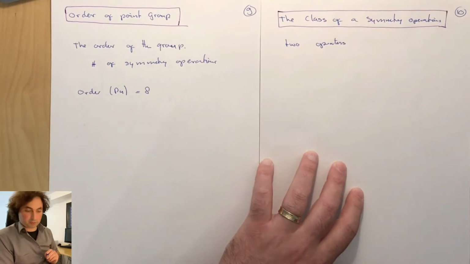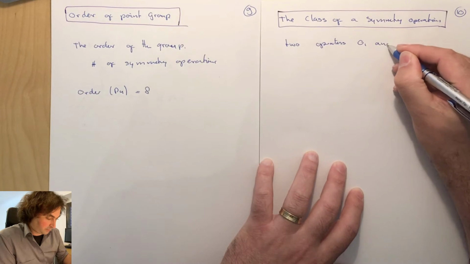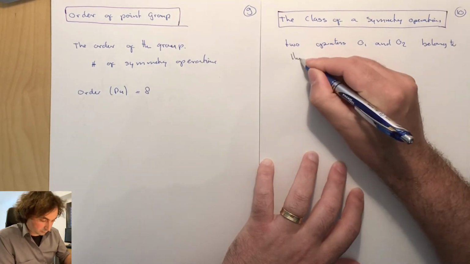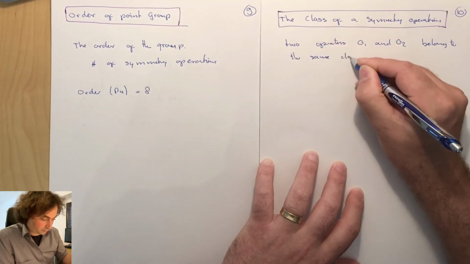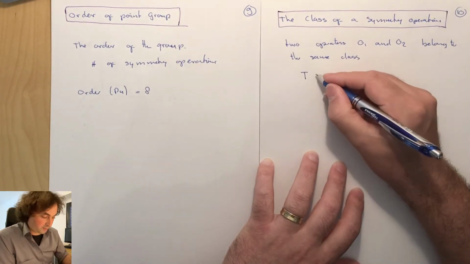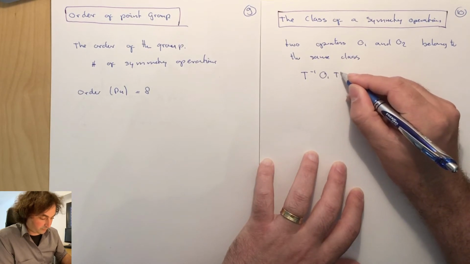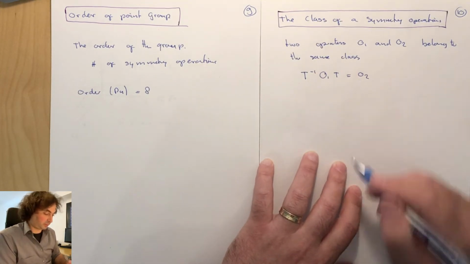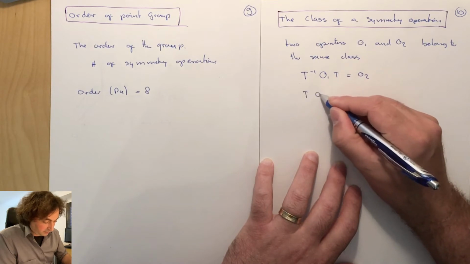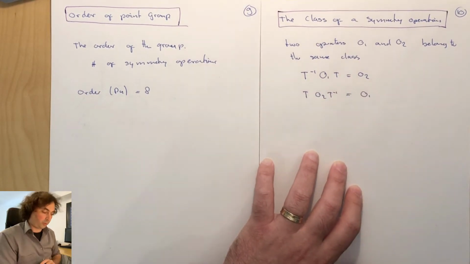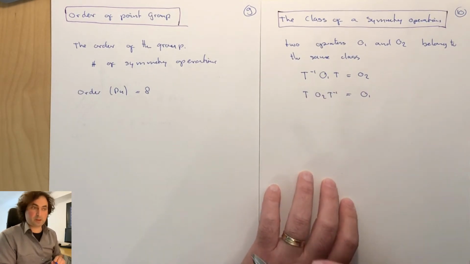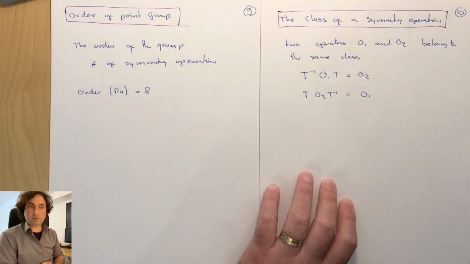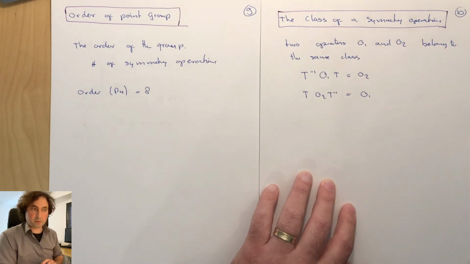Two symmetry operators that belong to our group, O1 and O2, belong to the same class if there is another symmetry operation T, such that T minus 1 O1 T is equal to O2. And then of course, if you multiply from the left with T and from the right with T minus 1, you will find that T O2 T minus 1 is O1. So whenever you are able to find a symmetry operation which you can use as a unitary transformation to change one symmetry operation into the other, we call these two operators to belong to the same class.